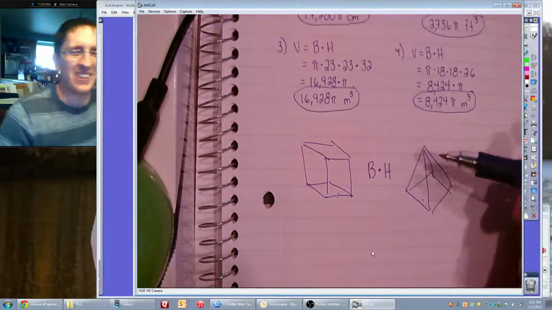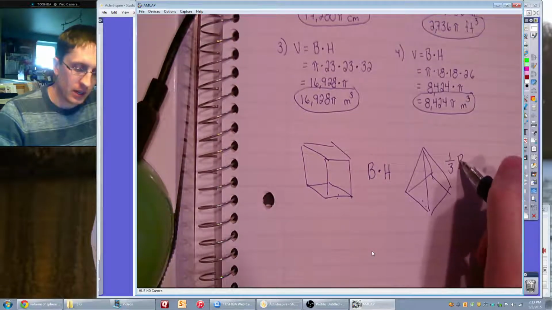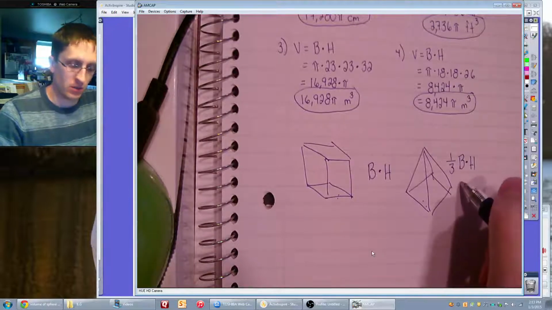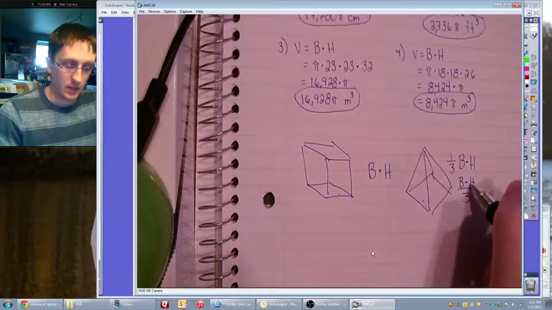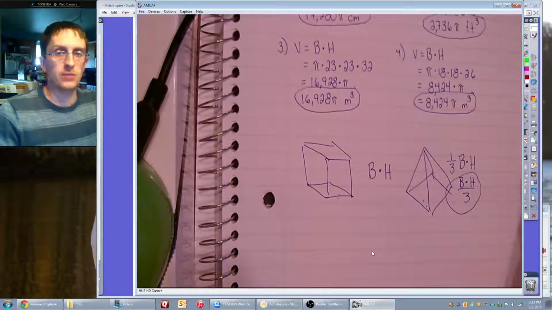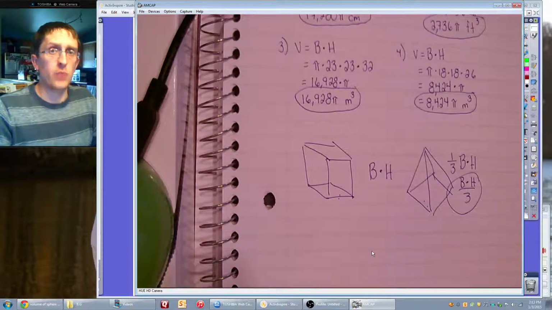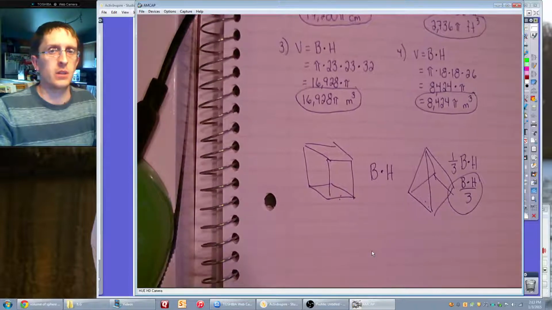But anyhow, the volume of a pyramid is 1/3 times the area of the base times the height of the prism. What does that mean? It means you take the area of the base times the height of the prism, and then you divide by 3. That's what we're going to be doing today in this video. So take notes, pay attention, and use the practice before you actually complete the assignment. I highly recommend that.